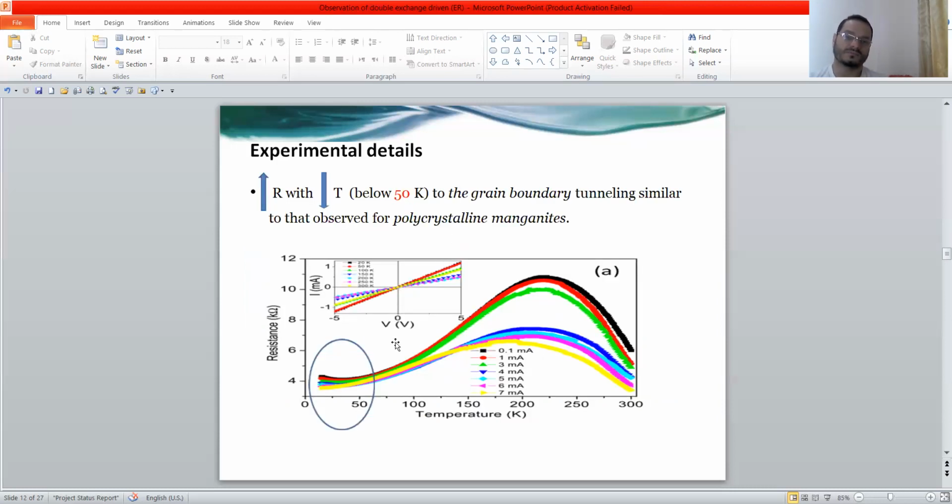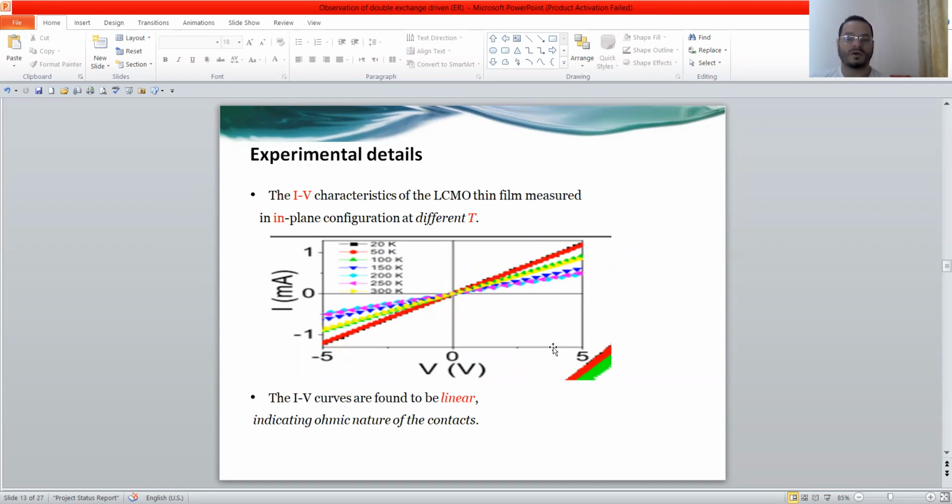Like I said before, below 50 Kelvin, these curves will act like a line, and at the same time we will notice some similarity in the values at the starting point of all these curves, approximately equal to each other, due to grain boundary tunneling similar to that observed for polycrystalline manganites.